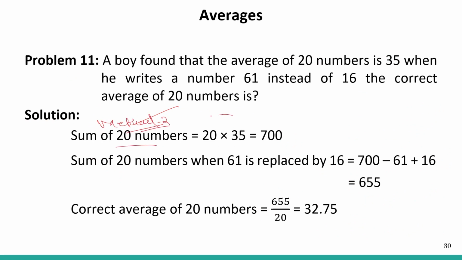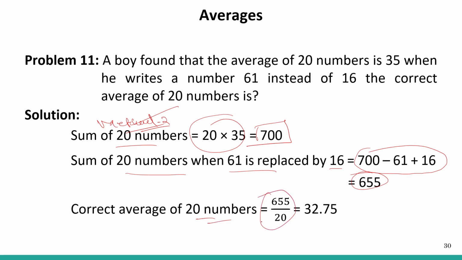So the sum of the 20 numbers is equal to 20 into 35, which is 700, right? So the sum of 20 numbers when 61 is replaced by 16 is equal to 700 minus 61 plus 16, which is equal to 655. So the correct average of 20 numbers is equal to 655 by 20, which is 32.75. Okay, so this will be the correct answer.